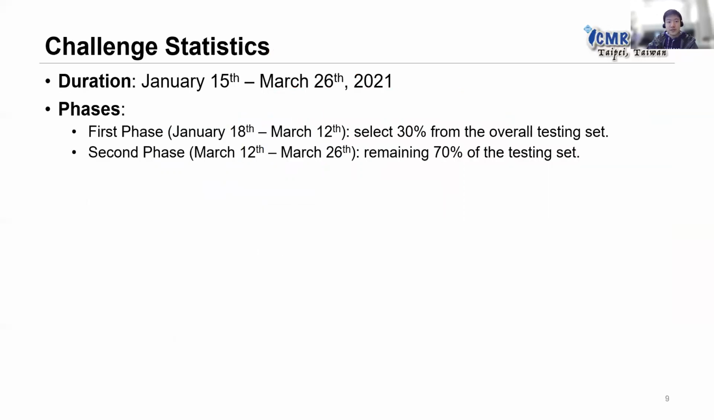Here are some challenge statistics. The duration of this challenge is from January 15th to March 26, 2021. We divided the challenge into two phases. The first phase, from January 18th to March 12th, uses 30% of the overall testing set. The second phase, from March 12th to March 26th, uses the remaining 70% of the testing set.